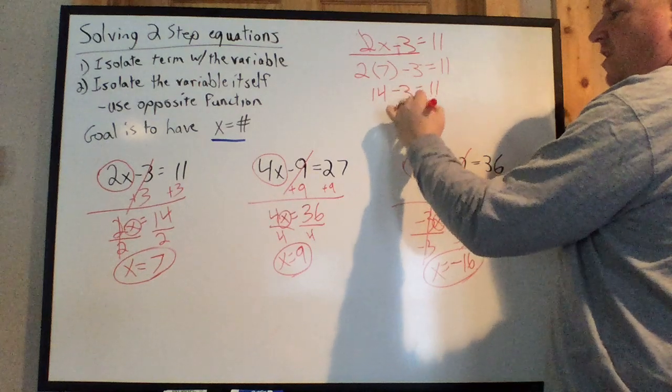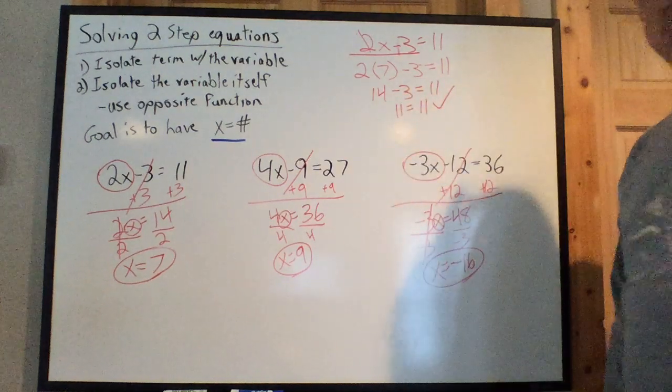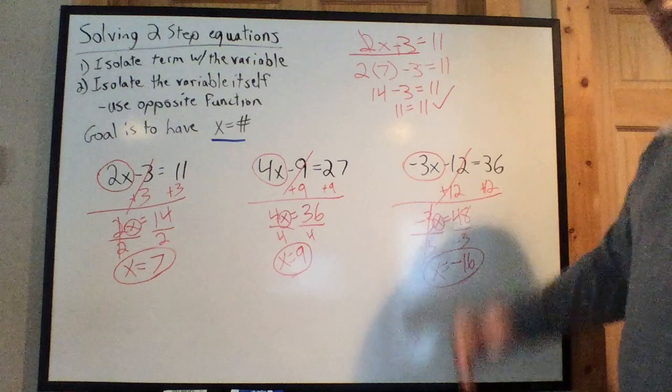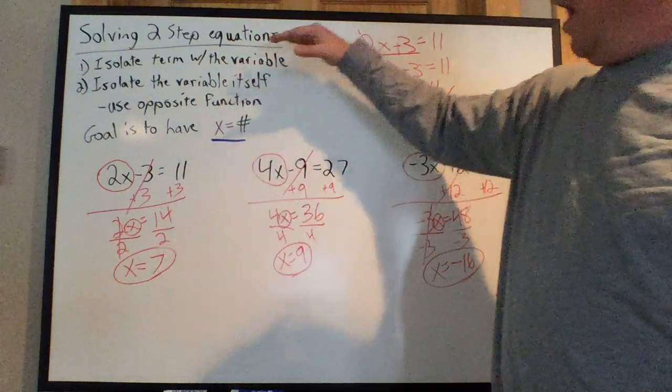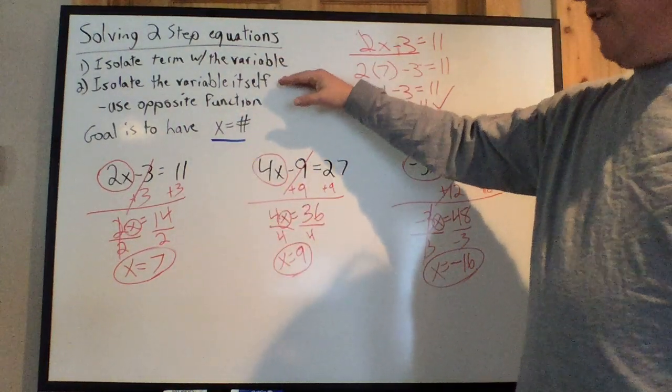Therefore, we know that my solution was correct. And you can apply that to both of our other problems. All right. Isolate the term with the variable, isolate the variable itself. Those are our two-step equations.